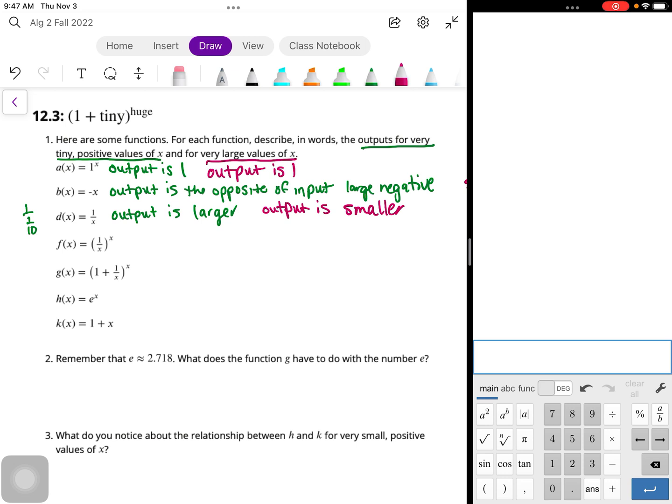All right, and then we have f of x, which is 1 over x to the x. Okay, that one is getting a little more challenging. So we'll just look at that. We have 1 divided by, let's say 1/10 again. And then we're going to raise that to the power of 1/10.